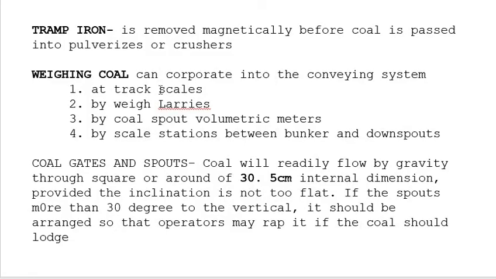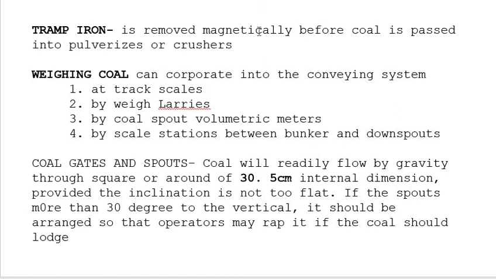Next is the tramp iron. Tramp iron is removed magnetically before coal is passed into pulverizers or crusher. So this one is the one that should be removed before the coal is crushed or before the coal is pulverized. Weighing coal can be incorporated into the conveying system. First, at truck scales. Second, by weigh larries. Third, by coal spout volumetric meters. And lastly, by scale stations between bunker and downspouts.